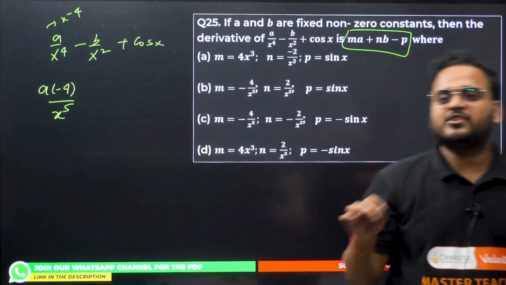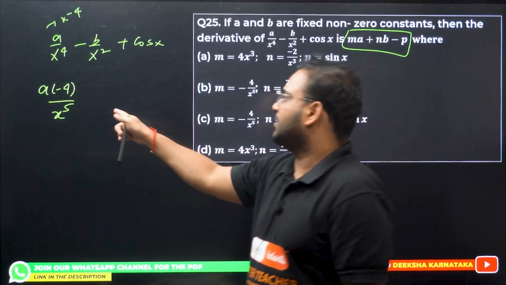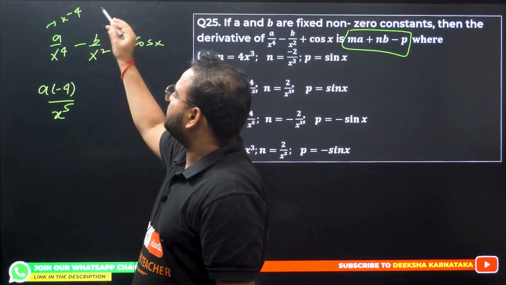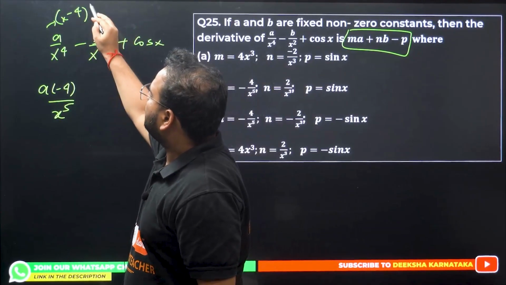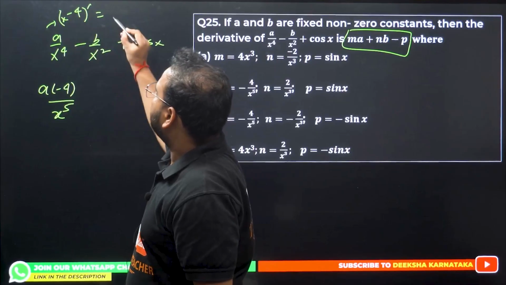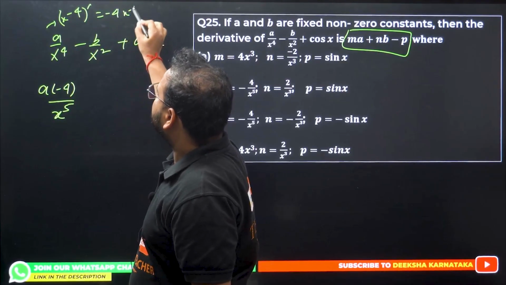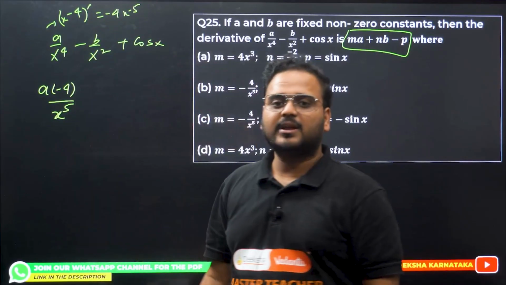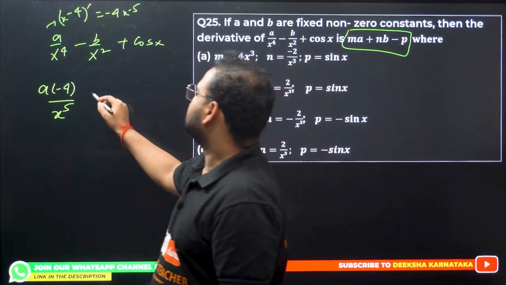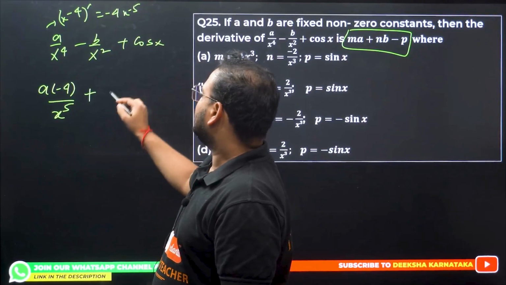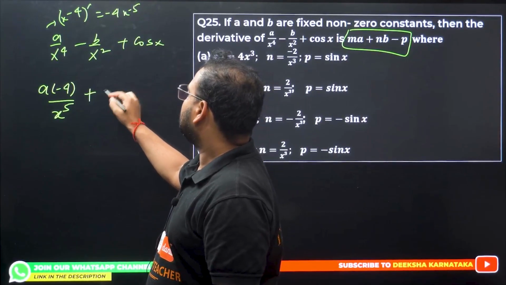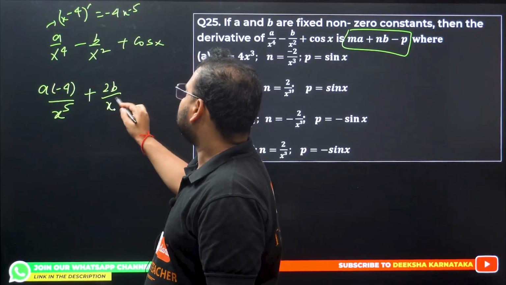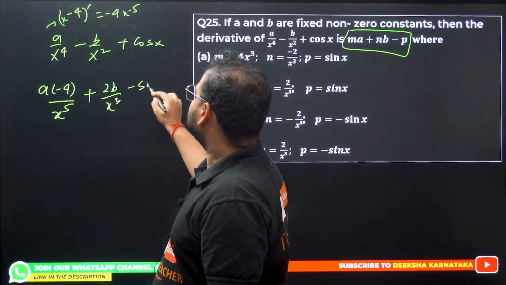All of you know how to differentiate a polynomial function. Same thing I've done over here. You have x power minus 4, differentiate this. What are you going to get? You'll have this as minus 4x power minus 5. That is what I've written over here: minus 4 upon x power 5. Same thing, this will become plus sign. You'll have over here 2b upon x cube. This will become minus sin x.